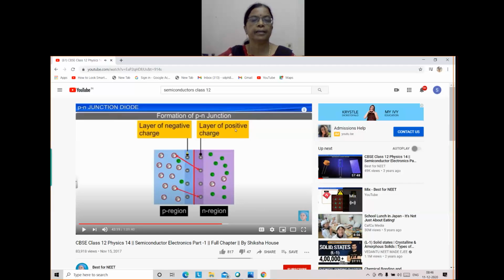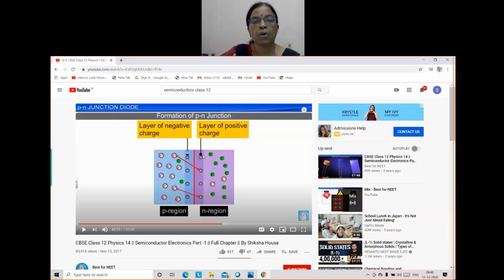Okay, children, I'll explain once more. So here, as I told you, majority charge carriers in the p region are holes, and here it is minority carriers. So diffusion takes place: holes from the p region move towards the n region. At the same time, here the majority charge carriers are electrons, and they will move from the n region to the p region, and the electron-hole recombination will take place at the same time.